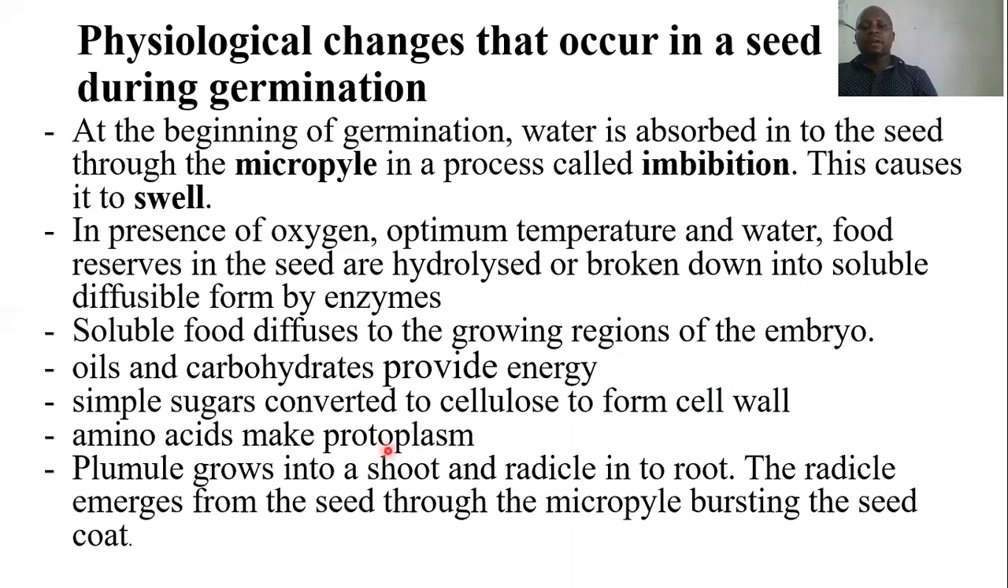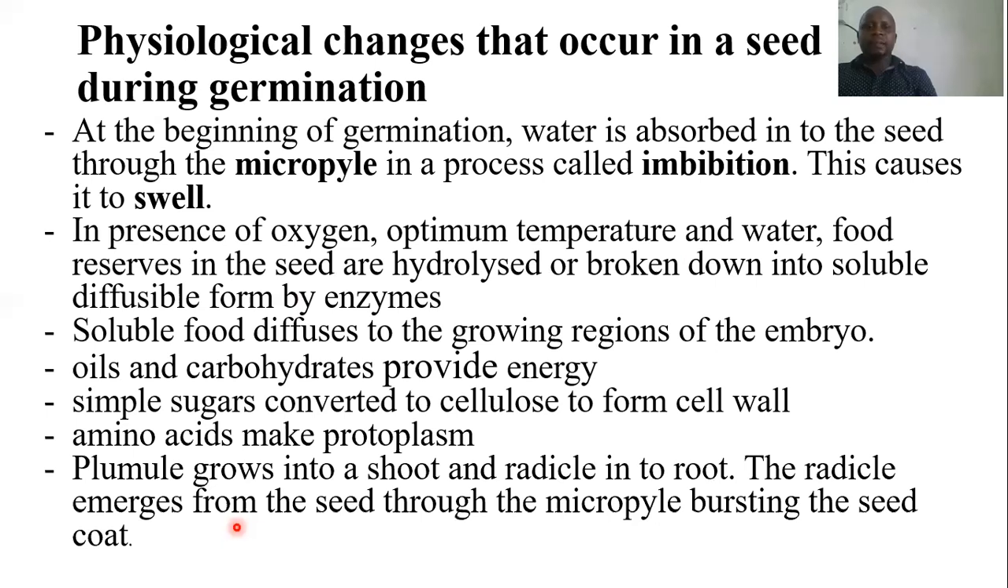Then the plumule grows into a shoot upward, while the radicle grows into a root downwards. The radicle will emerge from the seed through the micropyle, hence bursting the seed coat. And that is what happens during germination.